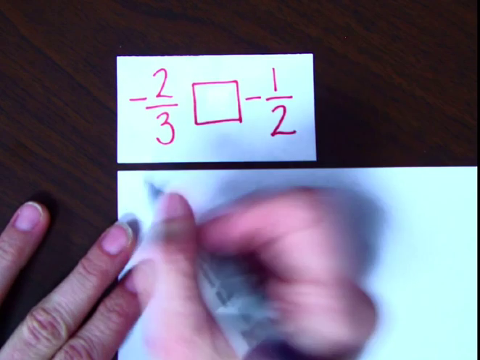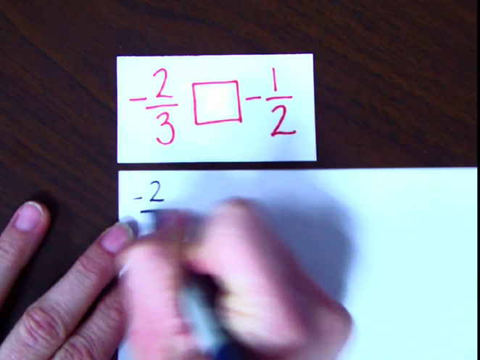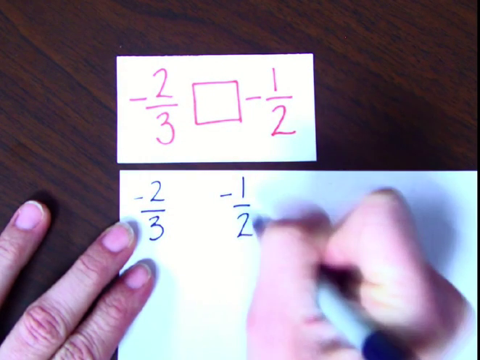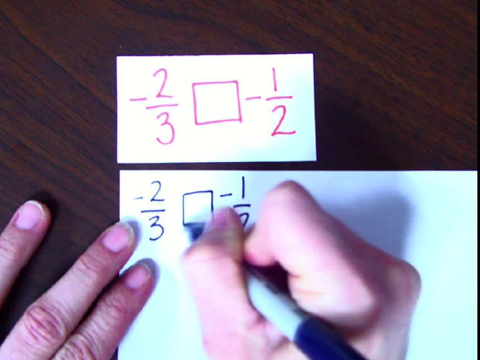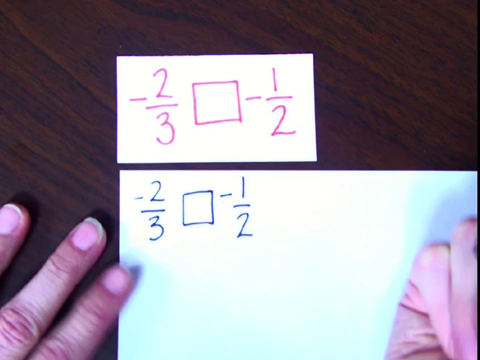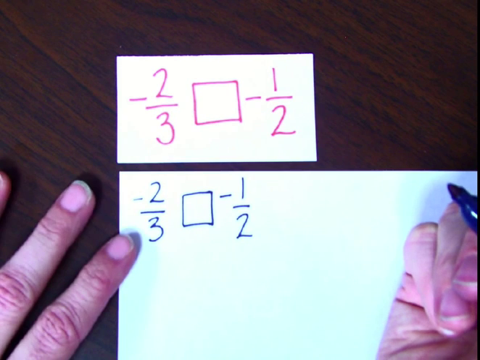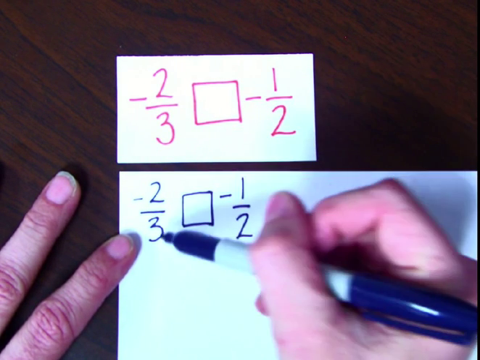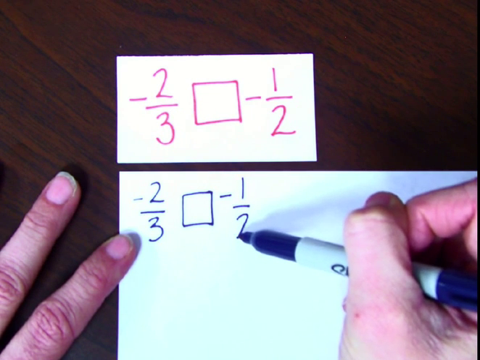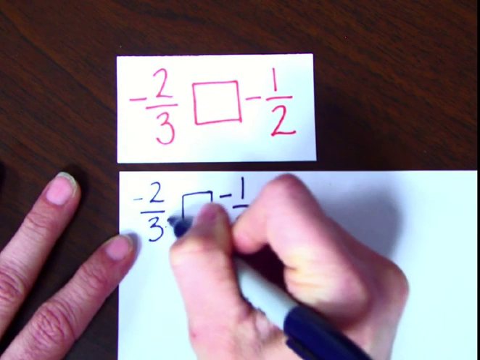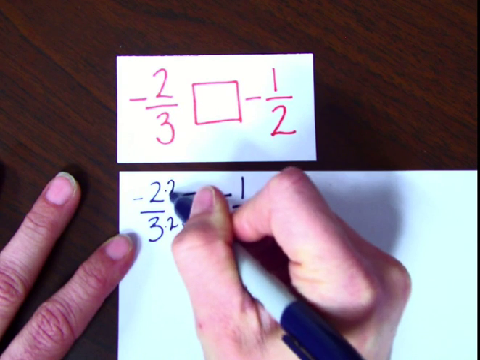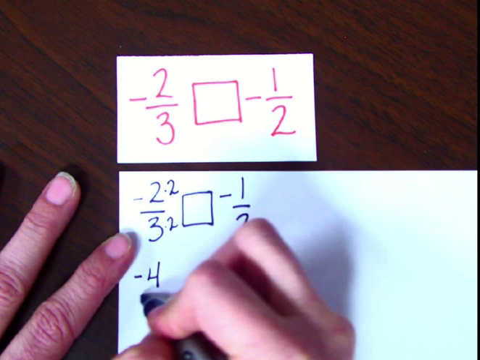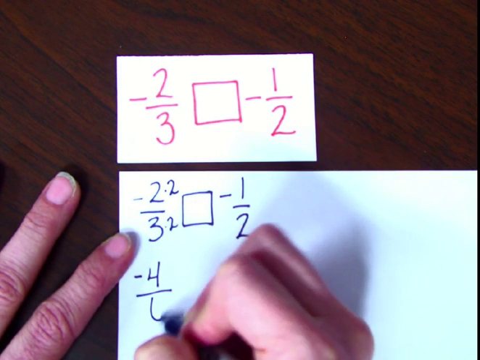So I'm going to rewrite down here, -2/3 and -1/2. I'm going to change these into fractions with like denominators. To do that, I need to make a common denominator. I'm going to go with the least common denominator, and I know if I multiply 3 times 2, I'm going to get 6. So 3 times 2, I've got to do the same to the top. 2 times 2 is 4. Keep our negative sign. 3 times 2 is 6.